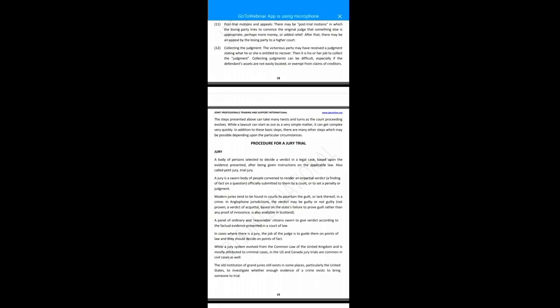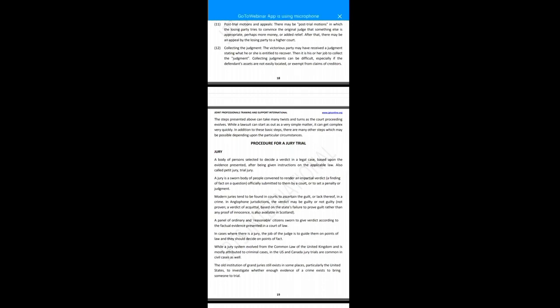So in some cases where there is a jury, the job of the judge is to guide them on points of law, and they should decide on points of fact. While the jury system evolved from the common law of the United Kingdom and is mostly attributed to criminal cases, in the US and Canada, jury trials are common in civil cases as well. The old institution of grand juries still exists in some places, particularly the United States, to investigate whether enough evidence of a crime exists to bring someone to trial.